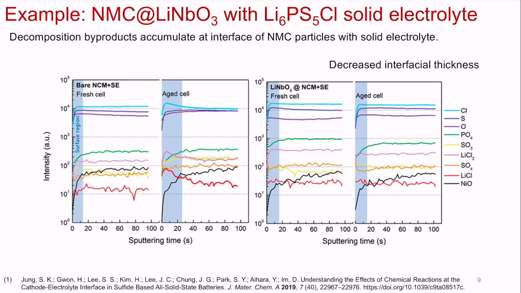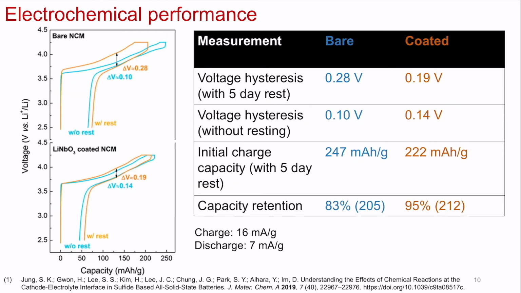Okay, so now when we get to galvanostatic cycling, what we see initially is, so with and without rest means you've aged it for 5 days. Okay, so if you just run it fresh, what you see is the bare actually has a smaller hysteresis than that of the coated sample. So that's what you see here, in the blue without rest. So you compare the two blue galvanostatic cycling plots.